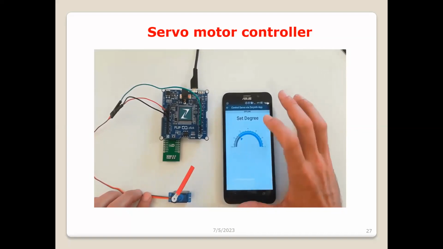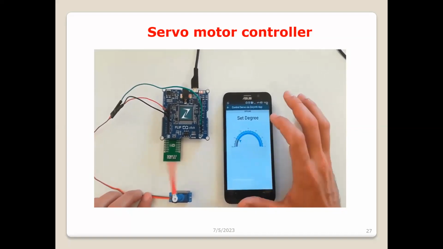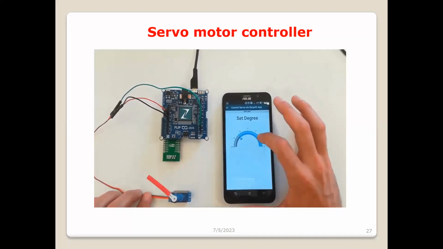This is a set of degrees. We can change the degrees based on that. Arduino gives the pulse and it will change the action. It's a variable width of pulse.